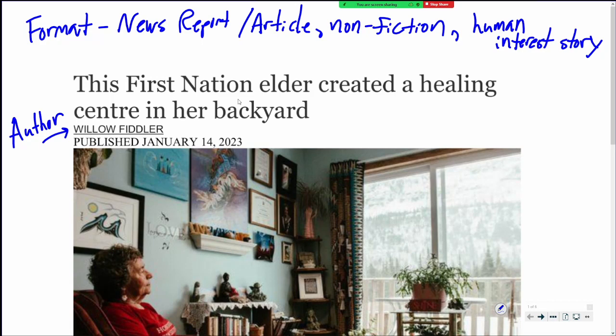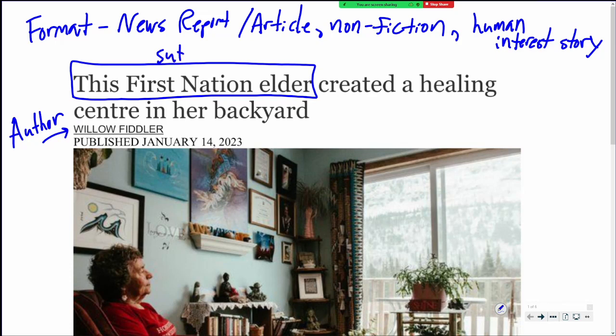So what I'm going to do is read the article, and take note of the paragraphs and just anything else that catches my attention. The article's headline is, "This First Nation elder created a healing center in her backyard," right? I think that's really important. So it's about a First Nation elder. That's the subject of the article.